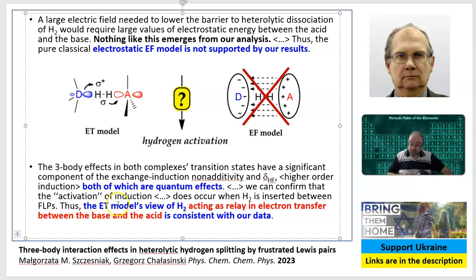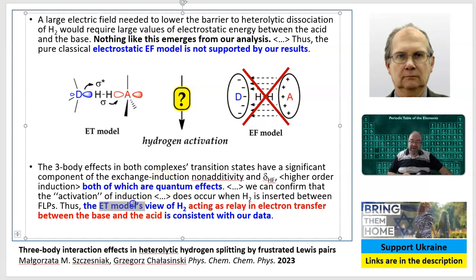Thus, the electron transfer model suggested by Professor Pápai, with the H2 acting as a relay in electron transfer between the base and the acid, is consistent with our data. Again, polite, right, but solid. So I think this cross here, according to these results at least, is justified, until someone else shows something else.